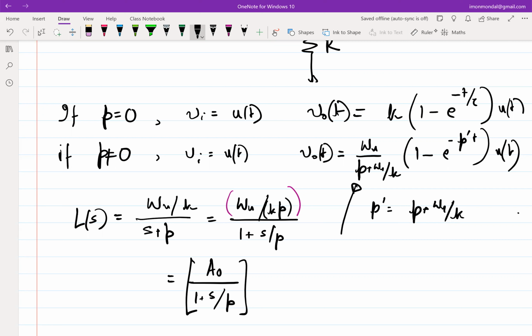If this doesn't exist, what is V naught over Vi? Omega u over s, right? So for omega greater than omega u over k, V naught equals omega u by s times Vi. Okay, and that's what you get here. Any questions?